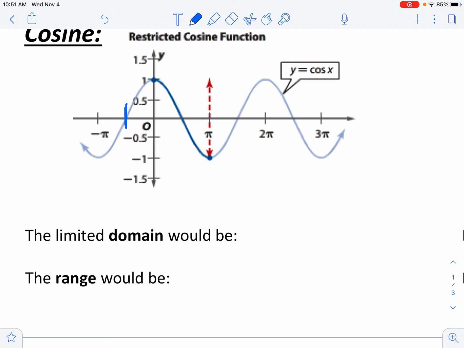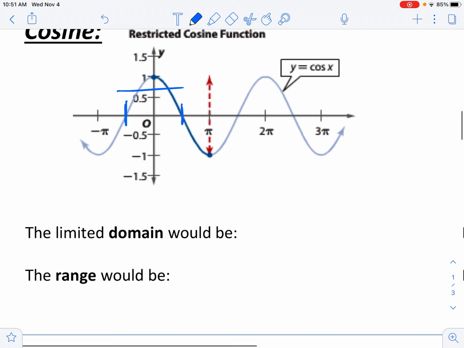All right, let's look at cosine here. So this is what cosine looks like. It looks very similar to sine. But notice I cannot restrict this from negative pi over 2 to positive pi over 2 because it does not pass the horizontal line test. So instead, we restrict cosine from here to here.